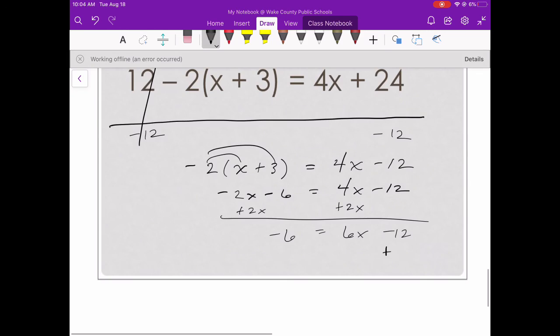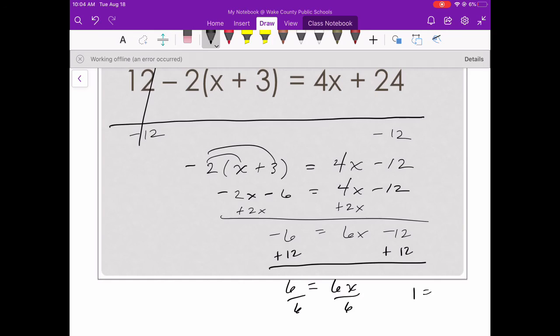Going to go ahead and use the inverse operation to get the constants away from x. Add 12 to both sides, and I get positive 6 is equal to 6x. Last step, divide by 6, because that's the inverse of multiplying by 6. 1 is equal to x, and by the symmetric property of equality, we can flip that around. x is equal to 1.